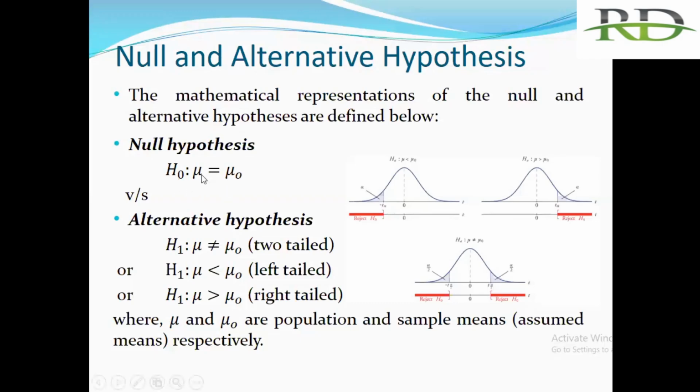H0 such that mu is equal to mu naught. Now, what is mu and what is mu naught? Mu is your average. We denote average by mu. So what this means is mu is equal to mu naught. Mu naught is any hypothetical value of average. I have given you an example that the average height of all of you who are attending this training program is 155 centimeters. So mu naught will be 155 centimeters.